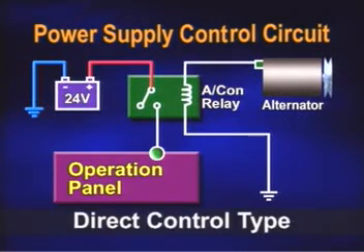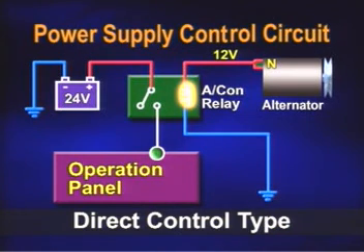This screen shows the circuit diagram of the direct control type. Before engine start, positive current is waiting at the air conditioner relay. When the engine starts, the N terminal of the alternator outputs 12 volts. Then it passes the excitation coil of the air conditioner relay and gets grounded. The air conditioner relay is on, and standby current is supplied to the operation panel's power terminal.